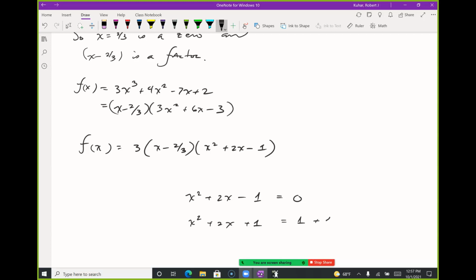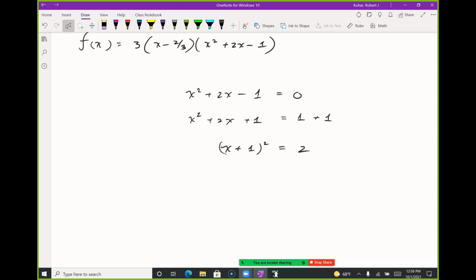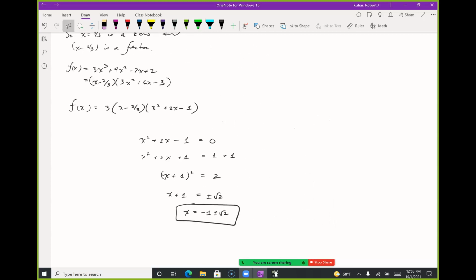So I'm going to add 1 to both sides. And on the left, I get (x plus half of k) quantity squared, and on the right, I get 2. And now I'm going to square root this. So I get x plus 1 equals plus or minus rad 2. And there are my other roots, -1 plus or minus rad 2. And those are real roots. So I found all my real roots. I found 3 real roots, right?